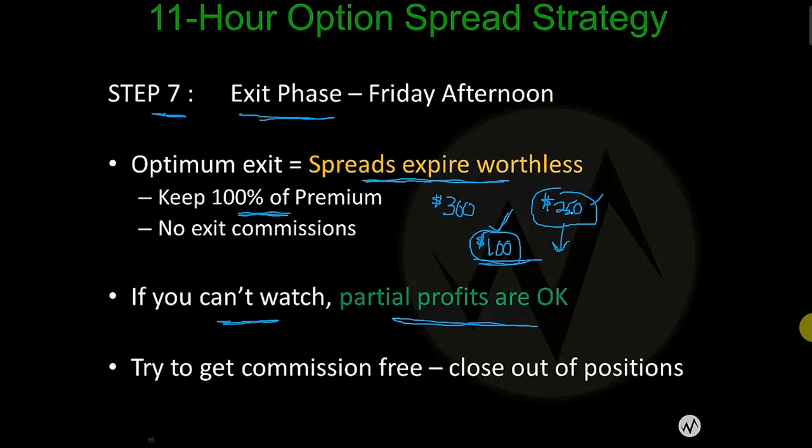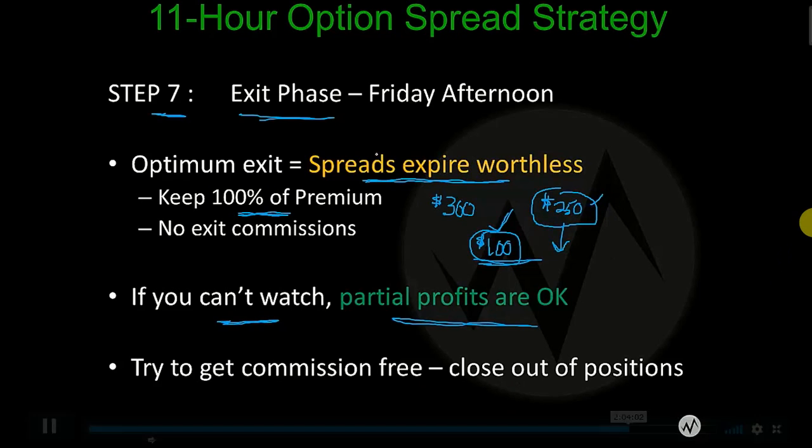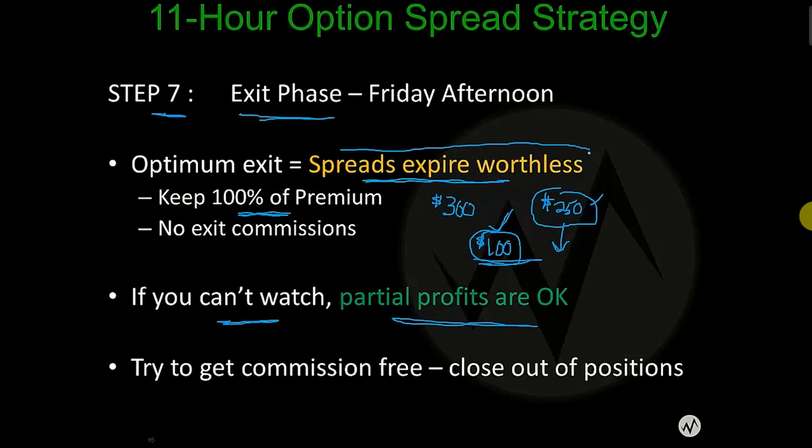If you can watch it but you're a little nervous, cut your position in half. You have 2 contracts, sell 1. Okay? But the optimum exit is to let it expire worthless. That way you have no commissions. So that's what you want to try to do. That's the 7 steps. Okay?